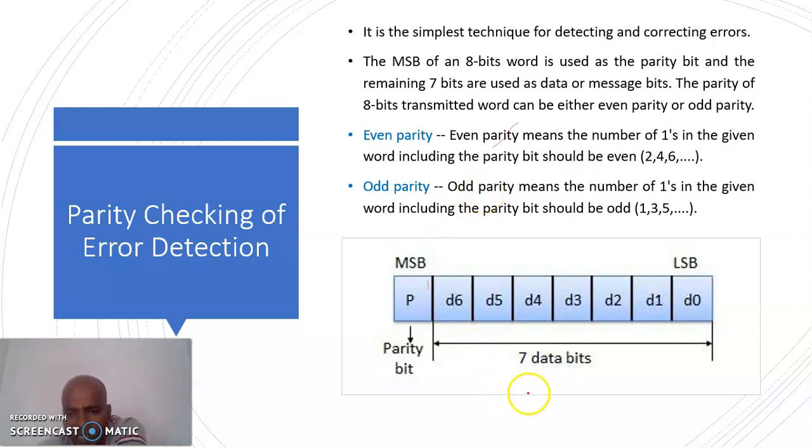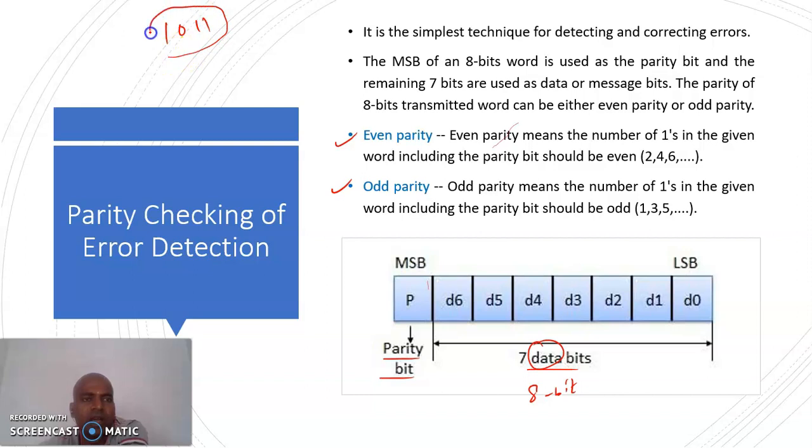Consider an 8-bit data. In this 8-bit data, the first 7 bits are data bits and the last 1 bit is called the parity bit. There are two types of parity: one is even parity, another is odd parity. To differentiate even parity and odd parity, let's have a look at this example, 1011.